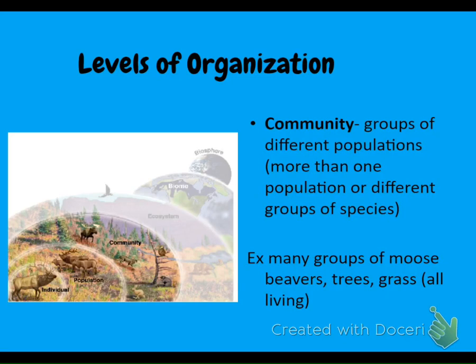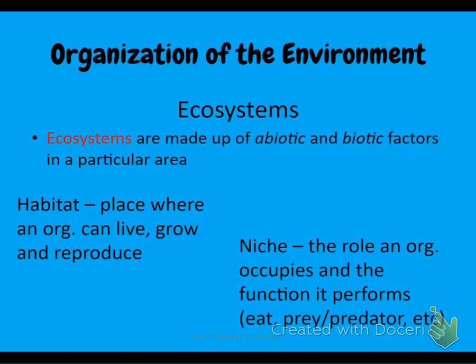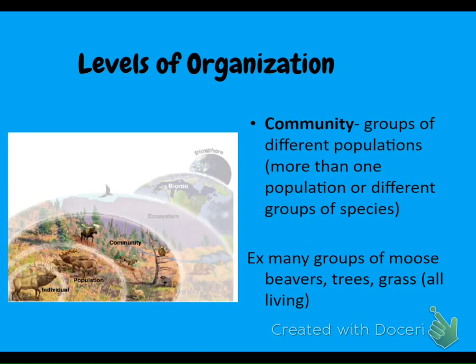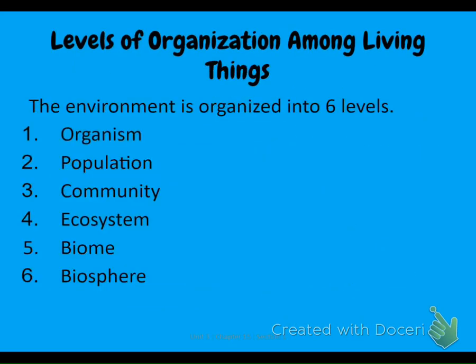So you can see here, we got a tree, we got a, I don't know, a badger, a bunny rabbit, grass, bushes, caribou, moose, all these things. And in a second we'll see birds as well, bacteria, fungi, all of those things are the community. So go ahead and write down what community is. All right, so we've talked about organism, population, and community. Now let's jump up to ecosystem.